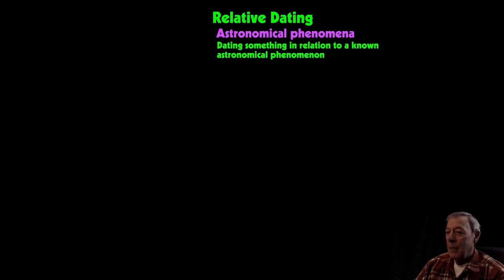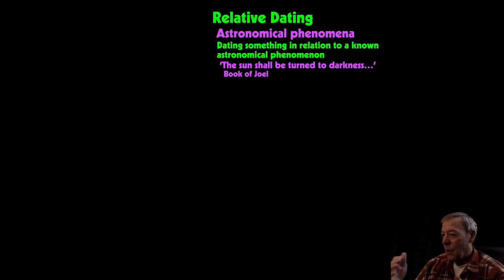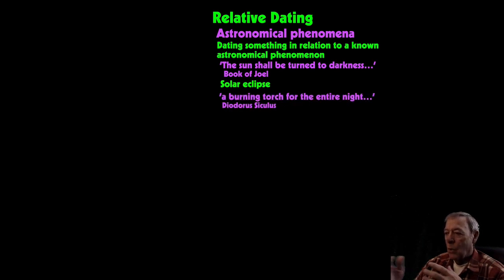So for example, this from the Old Testament, the book of Joel, it says, "The sun shall be turned to darkness." Okay, well, what Joel is describing here is the sun turned to darkness. Well, of course, that would be a solar eclipse that was observed and was recorded. Or here's another example, a burning torch for the entire night by Diodorus Siculus, a Greek writer or historian. So what's he talking about here? A burning torch that exists for the entire night. Well, the logical assumption is that was a comet.